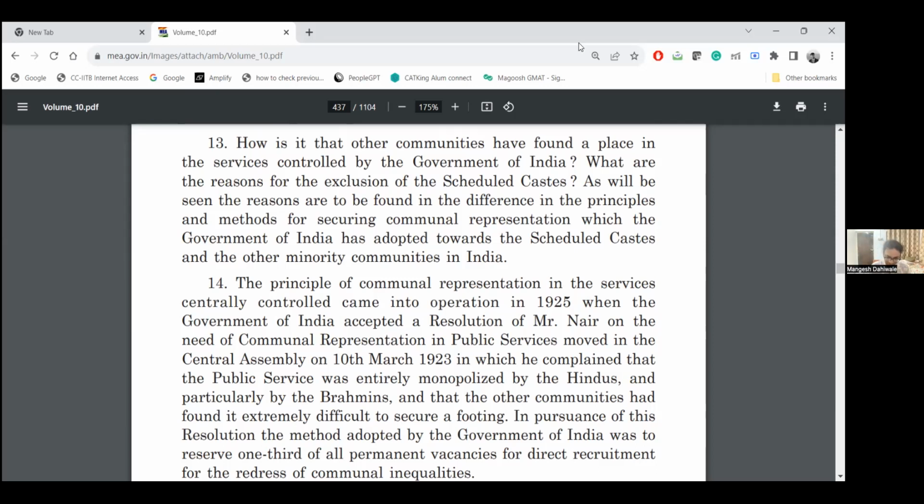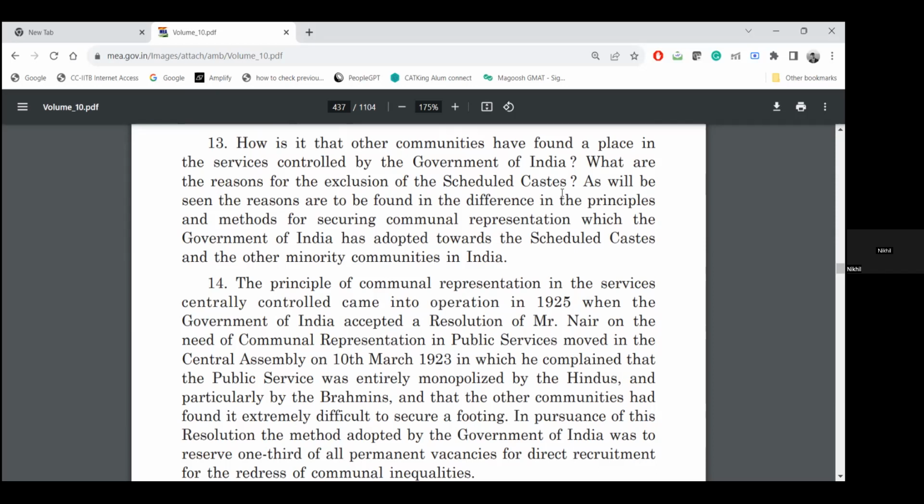Should we move on? No, sir. Yeah, point number 13. How is it that other communities have found a place in the services controlled by the government of India? What are the reasons for the exclusion of the scheduled caste? As will be seen, the reasons are to be found in the difference in the principles and methods for securing communal representation, which the government of India has adopted towards the scheduled caste and the other minority communities in India.